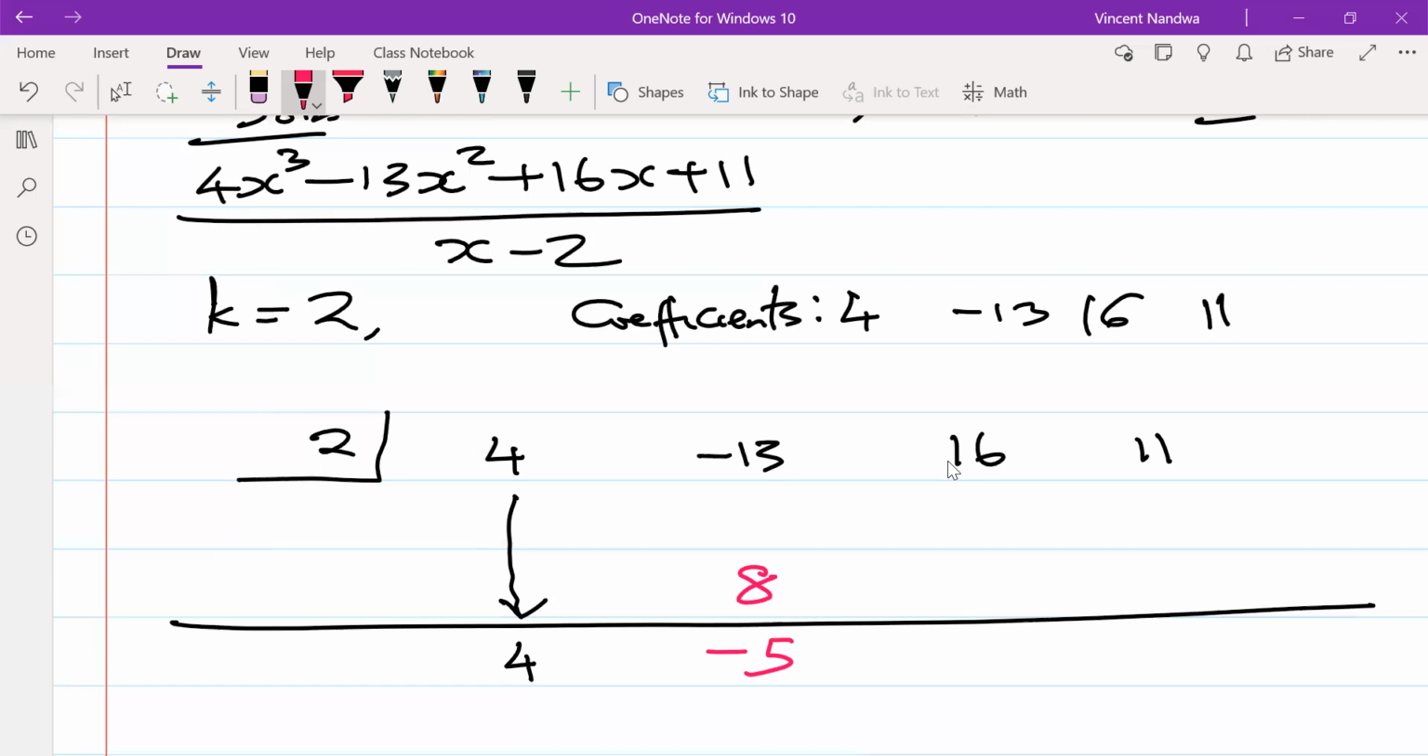For the next step, multiply by 2 to get -10. Then 16. Negative? Is it negative? Positive.